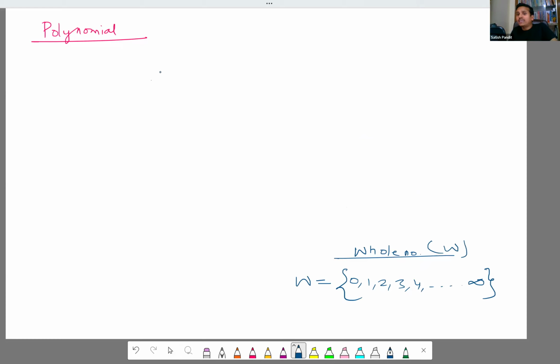So wherever W is there, it means it is a set of whole numbers. It is a collection of whole numbers. So please remember, it's a very important definition I have told right now. Starting from 0 and going up to infinity. Okay, those are whole numbers.